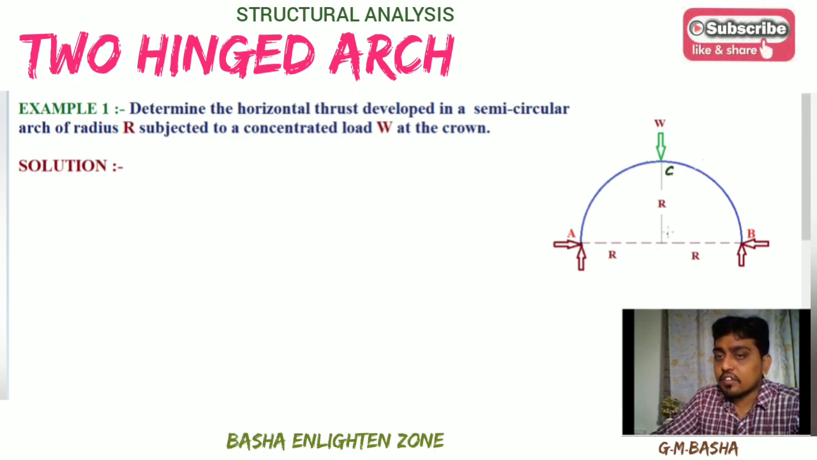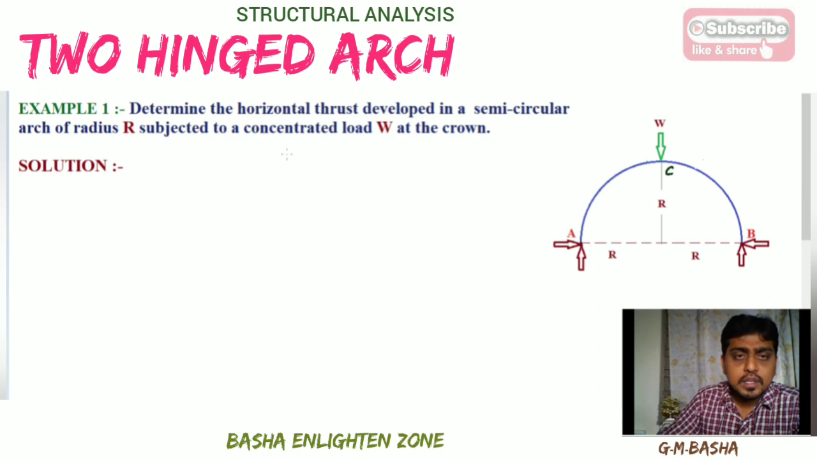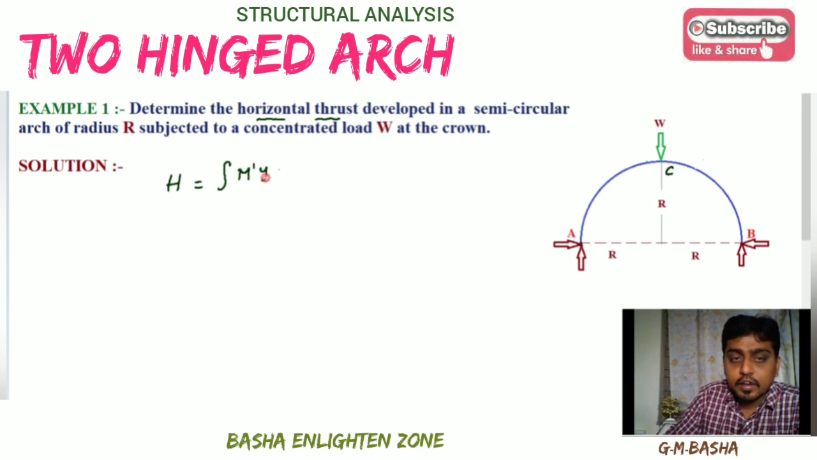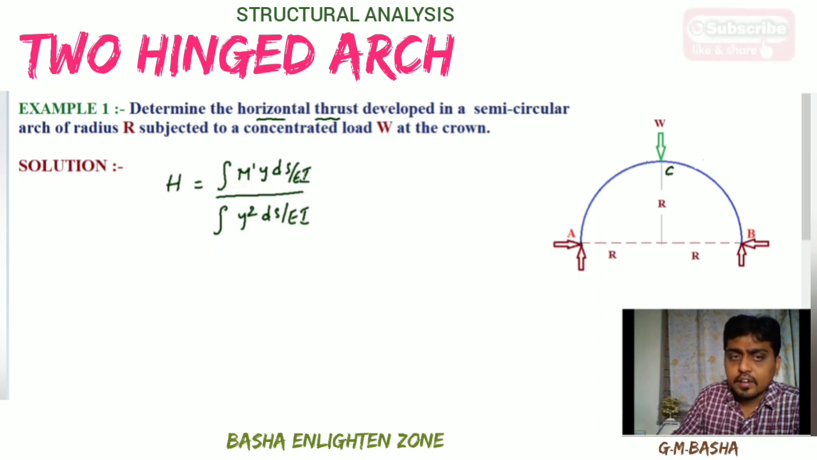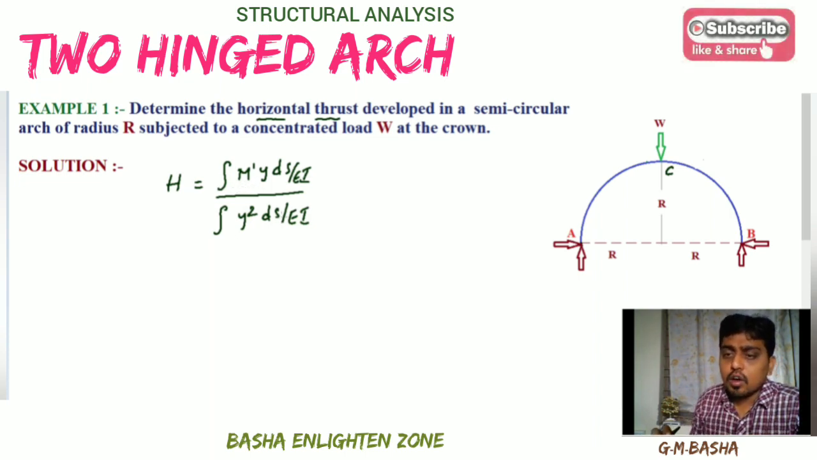So this is a semicircular arch of radius r. Here we are going to find the horizontal thrust developed in a semicircular arch. Already in the last lecture I explained very clearly what horizontal thrust is. I showed the formula, H equal to integral of M dash y ds by EI divided by integral of y square ds by EI. So this is the expression for the horizontal thrust. We have to solve this entire formula, then you will get the horizontal thrust value.